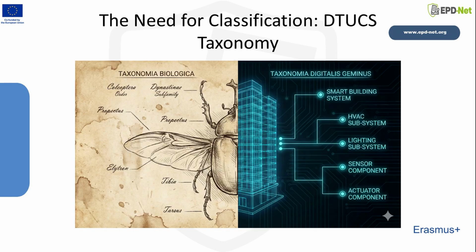This brings us to the concept of taxonomy. Just as biology classifies living organisms to understand them, we need a classification system for digital twins, called DTUCS. Without this common language, taxonomy, effective knowledge transfer between a city planner and a software engineer is impossible. We need to define the use before we build the tool.